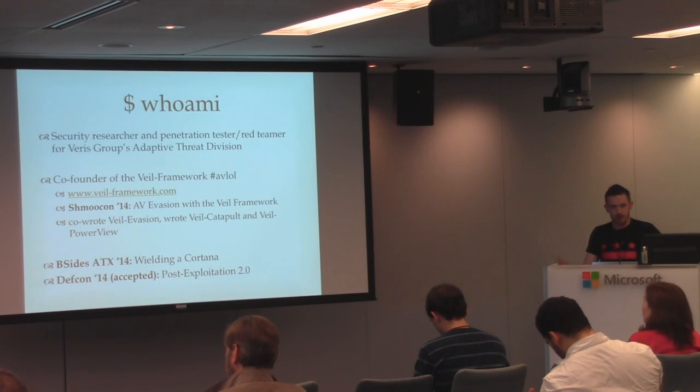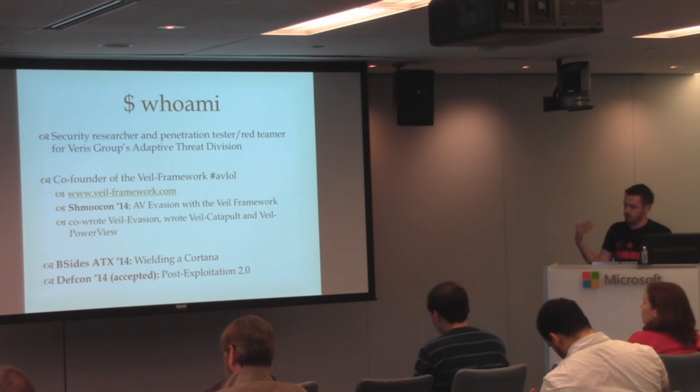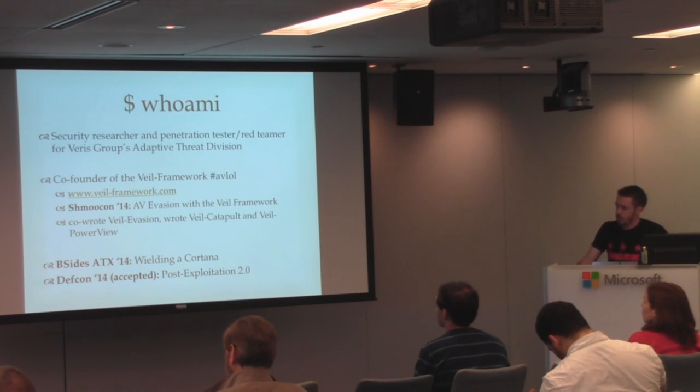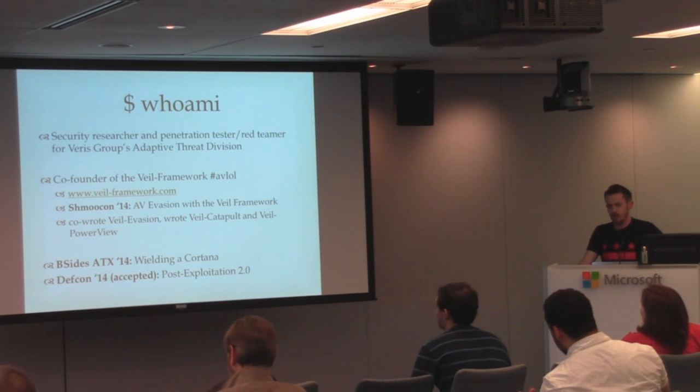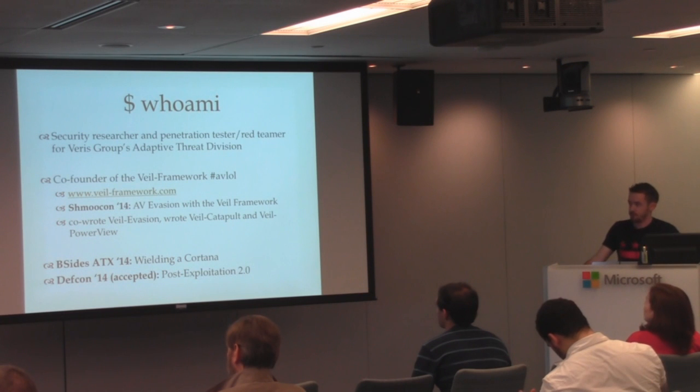So I kind of started about a year and a half ago in this stuff, didn't really know anything. So all the efforts up until this point are about a year and a half of seeing what's out there, doing a little bit of original research, trying to build some tool sets and stuff like that. So I co-wrote Veil Evasion. I wrote a kind of delivery tool called Veil Catapult, and recently I wrote a tool called Veil PowerView, which is a PowerShell-based kind of network or domain situational awareness tool.